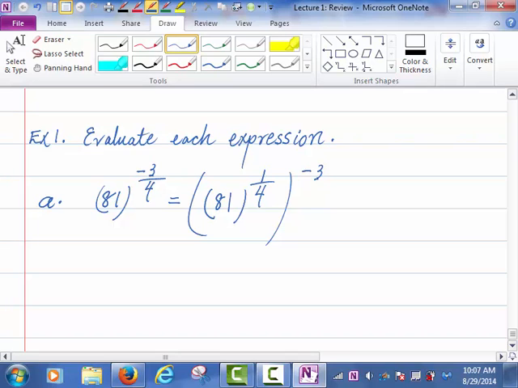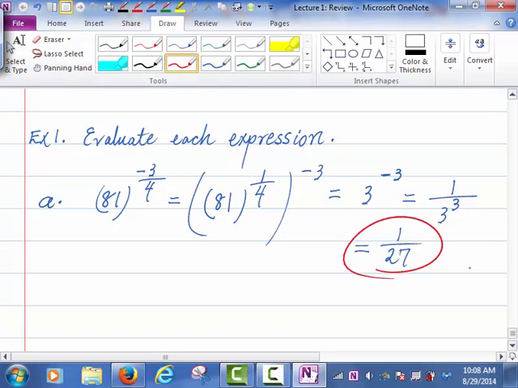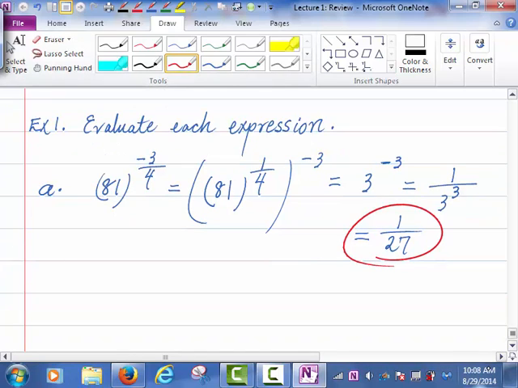Alright, so what is the fourth root of 81? Well, yes, if you multiply 3 four times, you do get 81, right? So we are going to get 3. So I have 3 to the exponent negative 3, right? And what do we know about negative exponents? You take the positive exponent and take the reciprocal of that, right? So this would be 1 over 3 cubed. And then what is 3 cubed? 27. So then our final answer is 1 over 27. Is everybody okay? All right.